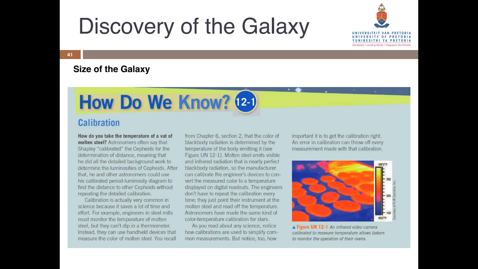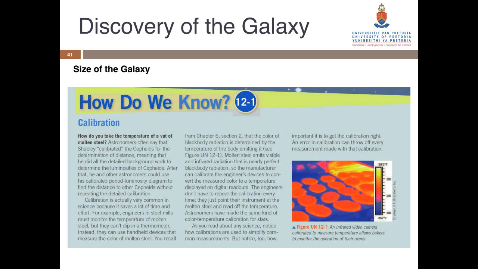So, how do we know? How do you take the temperature of a vat of molten steel? Astronomers often say that Shapley calibrated the Cepheids for the determination of distance, meaning that he did all the detailed background work to determine the luminosities of Cepheids. After that, he and other astronomers could use his calibrated period-luminosity diagram to find a distance to other Cepheids without repeating the detailed calibration.